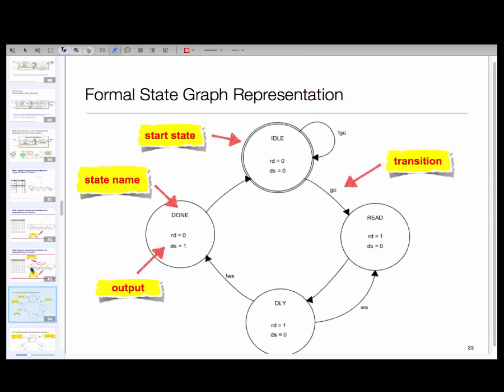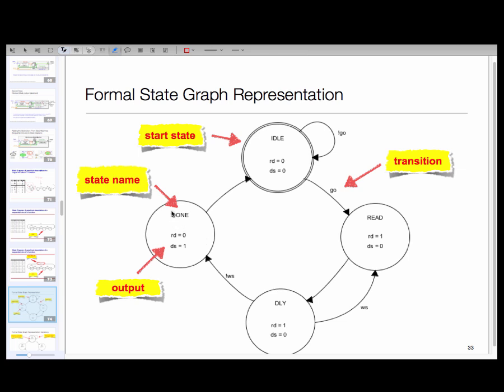So what we have out here is a state machine drawn in FSM. What this thing does, don't worry. The main thing to note out here is that I have states where there is a name. The states have names called idle, read, delay, and done.